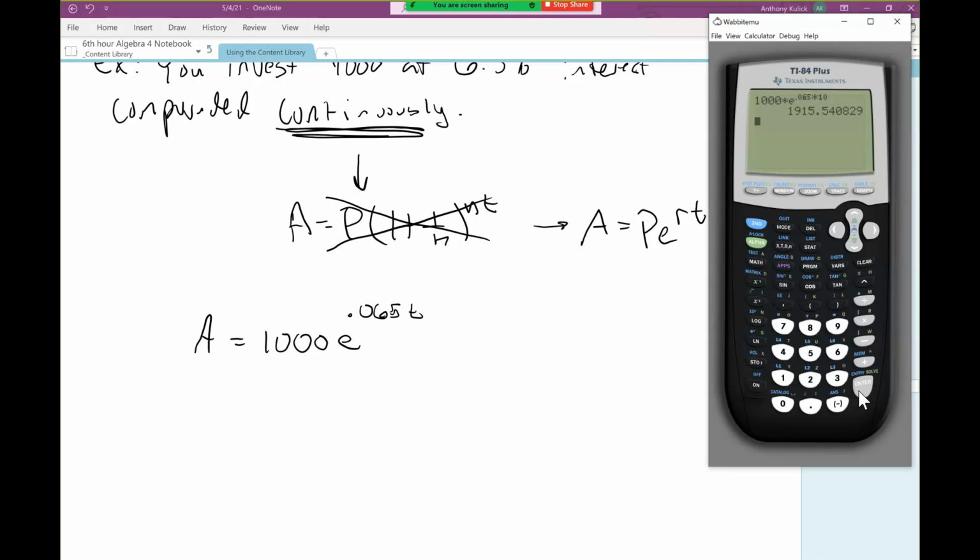So yes, that number for e is built into our calculator. Just like the number pi is built into our calculator, the number for the square root of 2 is built into our calculator. This number for e is built into our calculator.